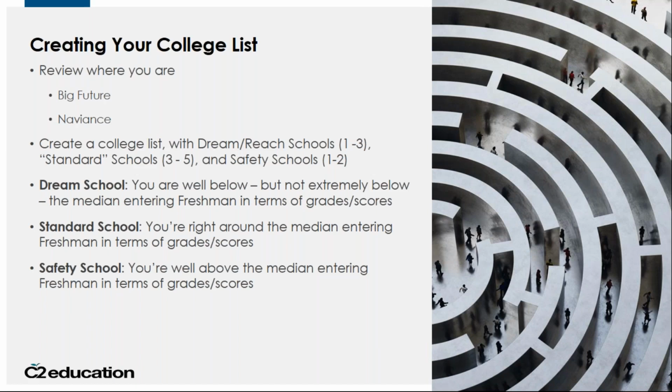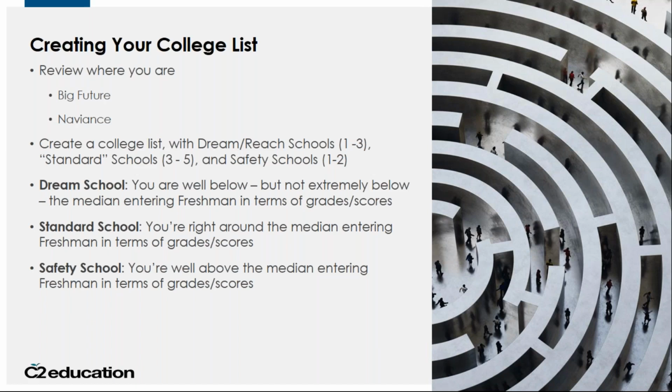However, the largest bulk of the schools you put on your college list should be your standard or target schools. Your standard ones are where you are in the median of those freshmen. Again, if you're looking at College Board Big Future or Naviance, you're right in the middle of the pack, so to speak. Maybe a little bit above in terms of your grades and your scores. Now, that doesn't take into consideration any of the other aspects of the college application process, but in terms of the grades and the score, you're right there in the middle. You're not at the high end, but you're not below it.